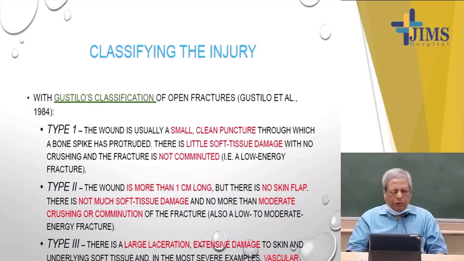In type 2, which is more severe, the wound is more than 1 centimeter long but there is no skin flap and no skin loss. There is not much soft tissue damage and no more than moderate crushing or comminution of the fracture. In type 3, there is a large laceration, extensive damage to skin and underlying soft tissues, and in the most severe examples, that is type 3C, there is vascular damage.